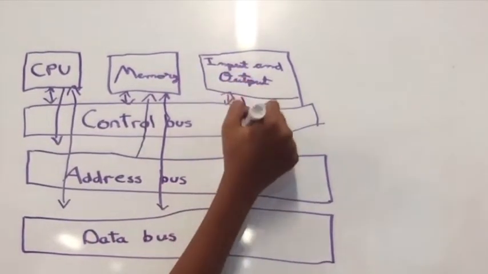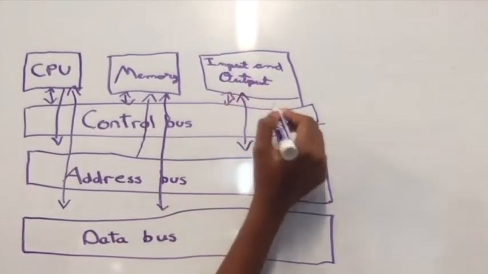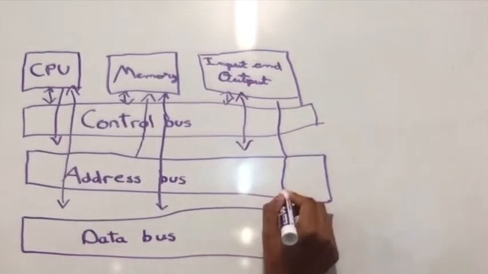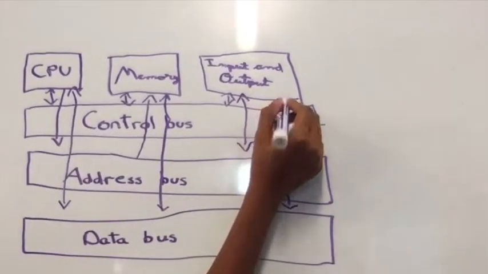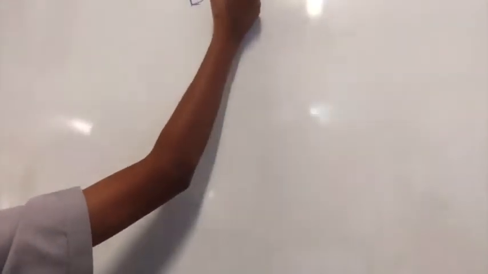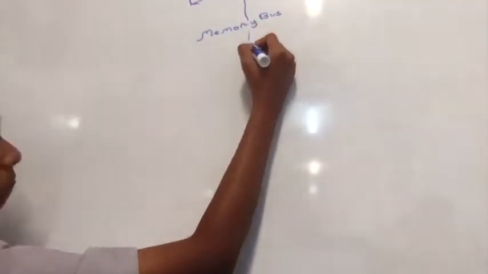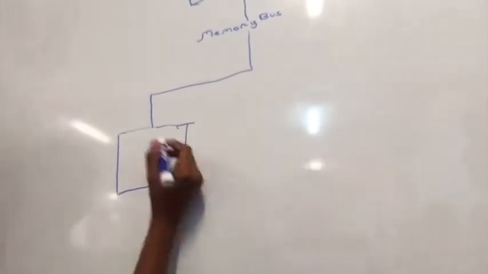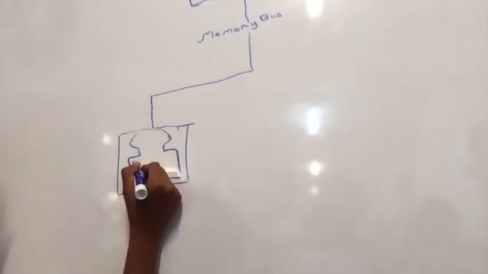There are three different types of buses: the data bus, the address bus, and the control bus. They all have different functions to each other. Data bus. The first bus that we'll be talking about is the data bus. The main purpose of this specific bus is to connect local components within the computer to each other.